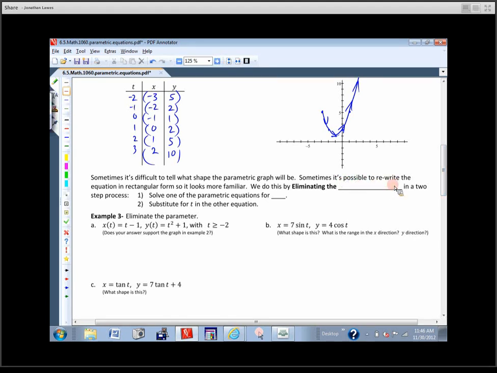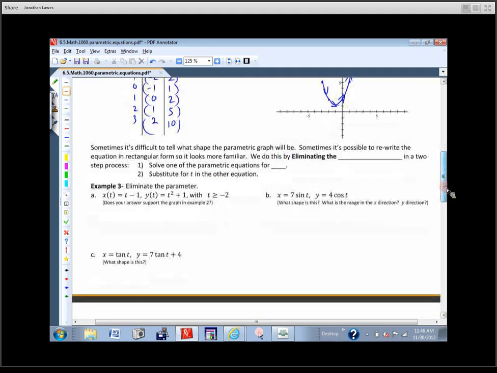Okay? So if we're going to eliminate the parameter, occasionally we'll get lucky, but most of the time we have to go through this two-step process. So the two-step process is this. Solve one of the parametric equations for t, and then substitute that t into another equation. So I've got 3 examples of this. 2 of them are relatively easy, and then one's a little bit uglier. Okay? So we're actually going to do A, then we're going to do C, and then we're going to look at this one because B's the worst.